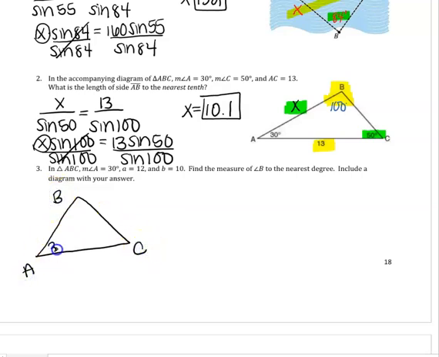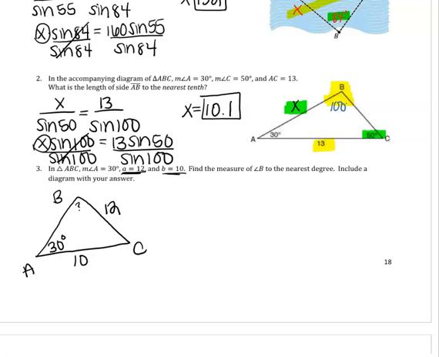Angle A is 30 degrees. Now, notice how they said little a. Little a means it has to be opposite angle A. So that means that is 12 right there. Little b is a side length, which is opposite angle B. So this is 10. I want to find the measure of angle B, which is right here.